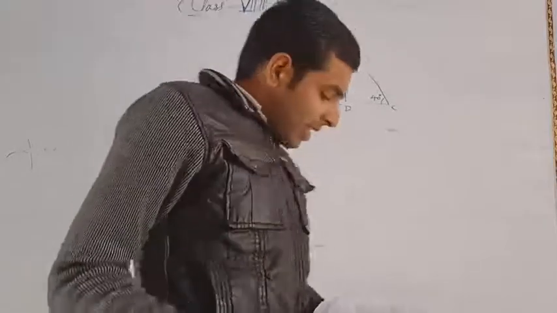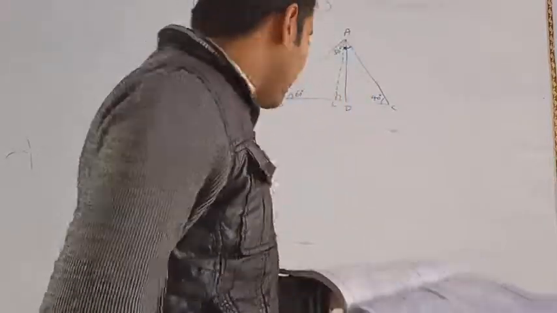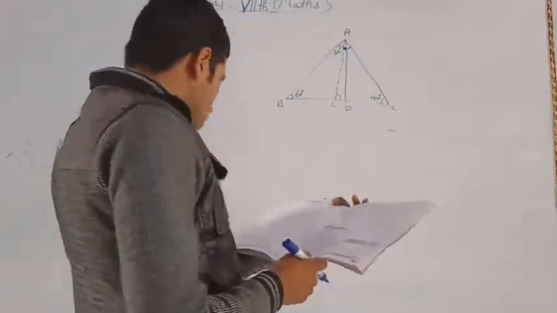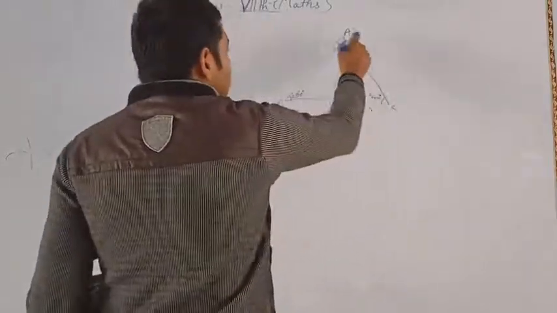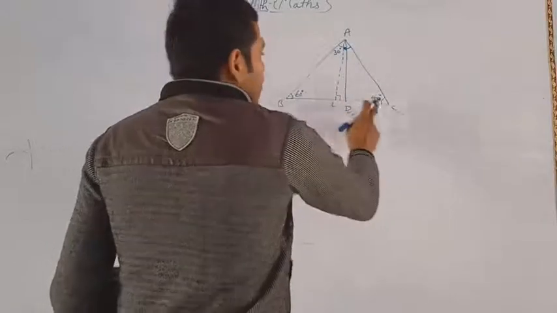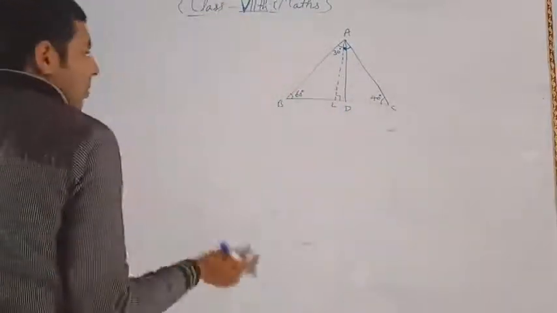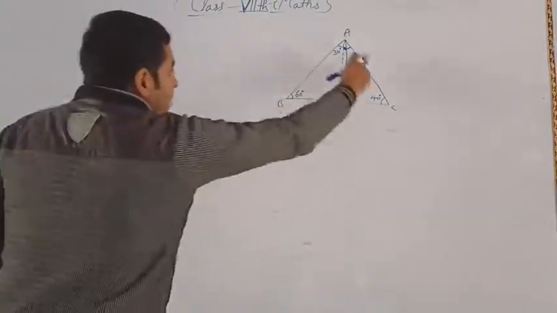So you are also given a hint here. Angle A is equal to 180 degrees minus (angle B plus angle C) in this figure. So first of all, we have to start from this angle.